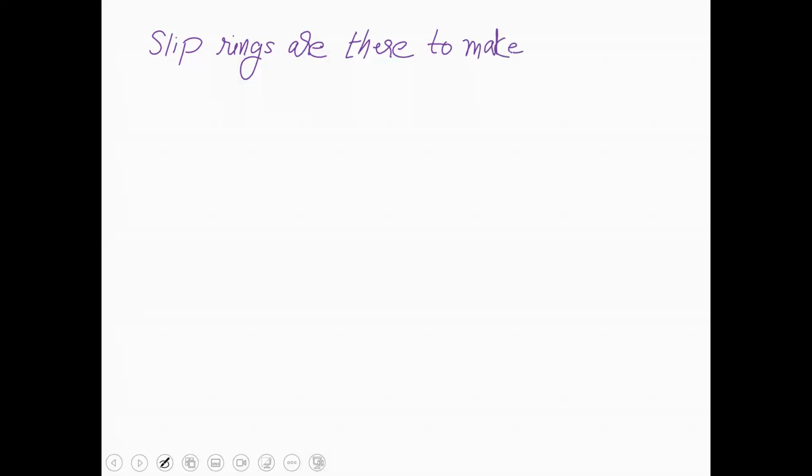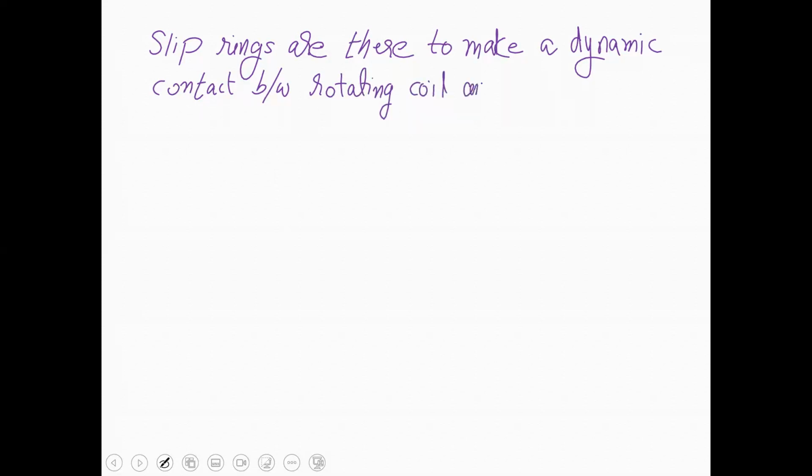So right under it, give a side heading: purpose of slip ring. So copy this purpose point.